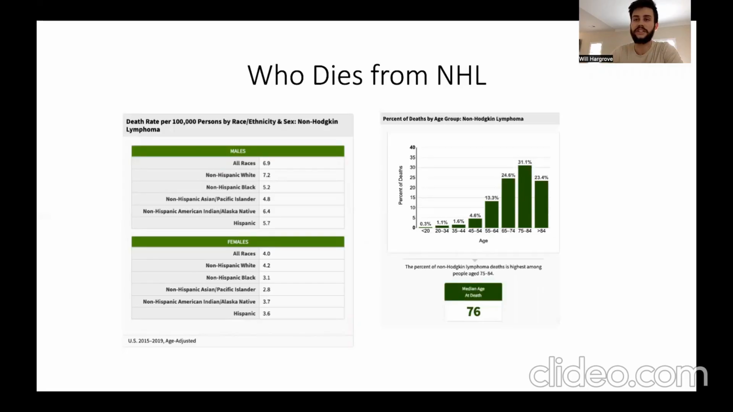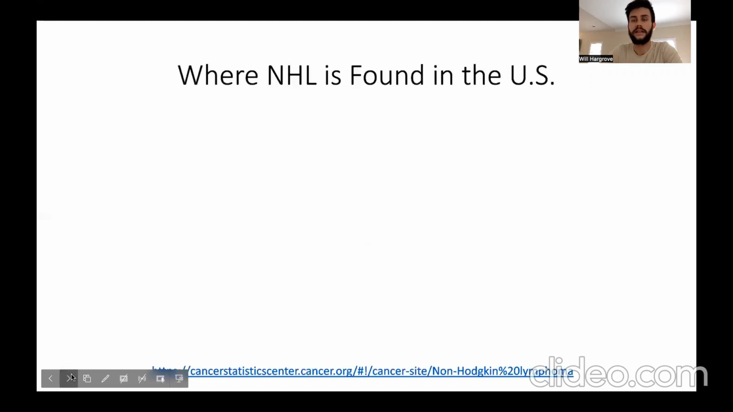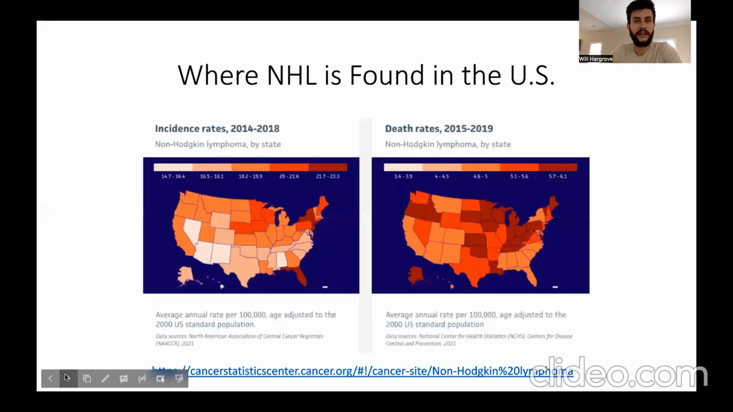So the average age of diagnosis is 67, but compare that to 76, that's much better than the 5-year survival rate. All right, so where is NHL found in the US? And this is from the Cancer Society. And right here is the incidence rates and death rates. They are 2 different 4-year spans.